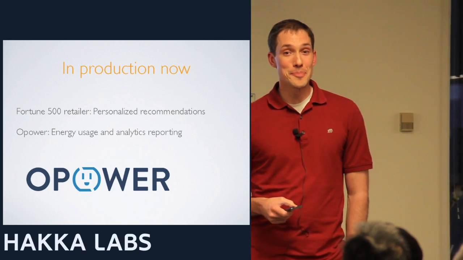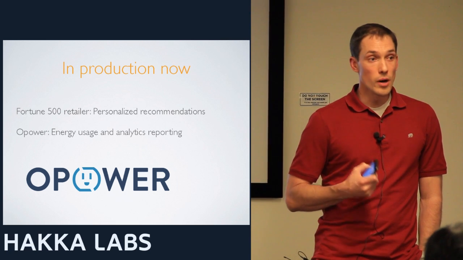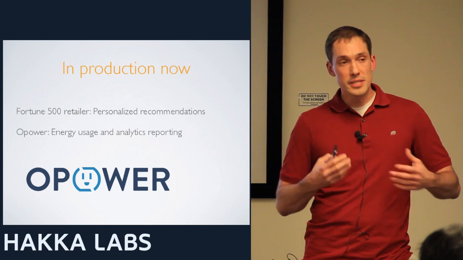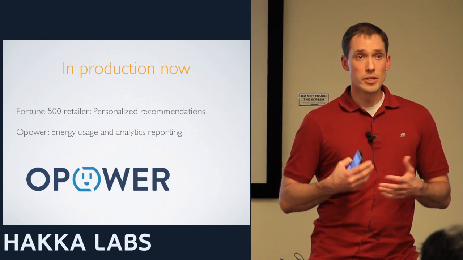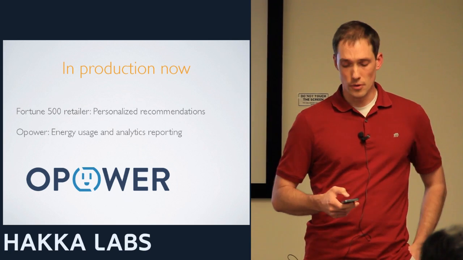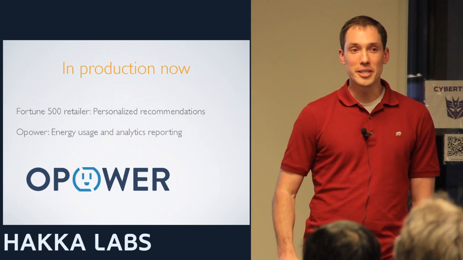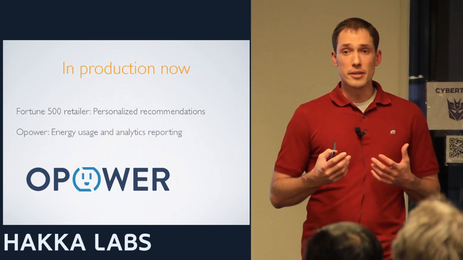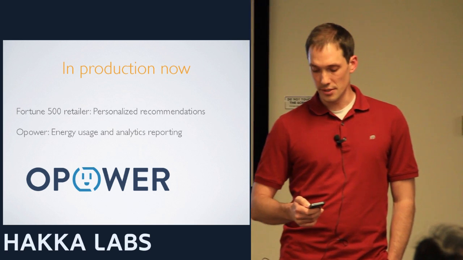One other thing that's pretty exciting: we have Kiji in production now. There's one Fortune 500 retailer who's using Kiji for a pretty similar application to what I just described, serving real-time recommendations to users for products. Also, Opower, who recently went public, uses Kiji for logging time series data about energy usage, and then using it to generate statistics and reports.